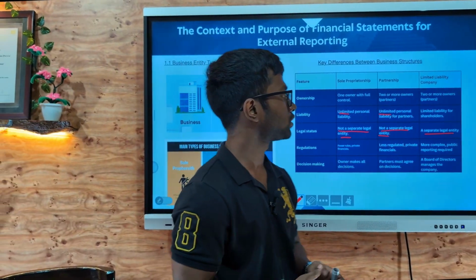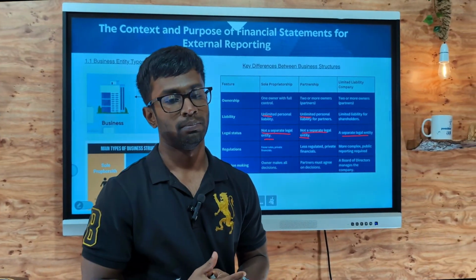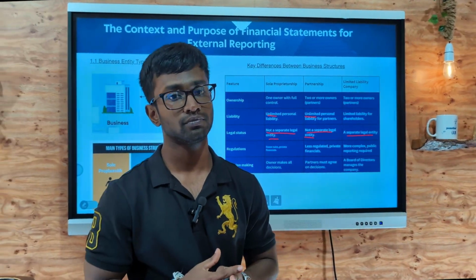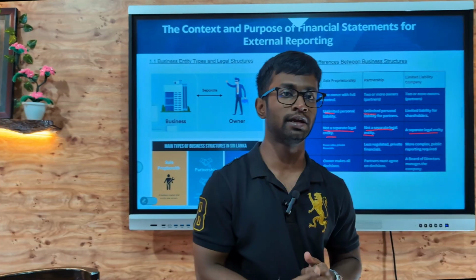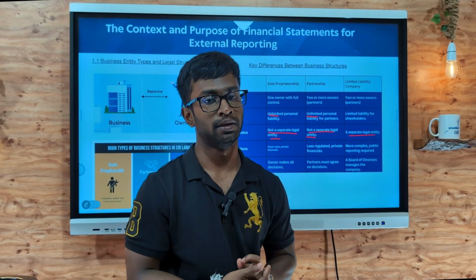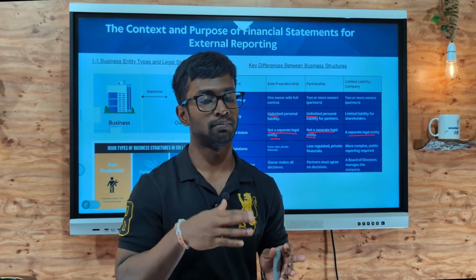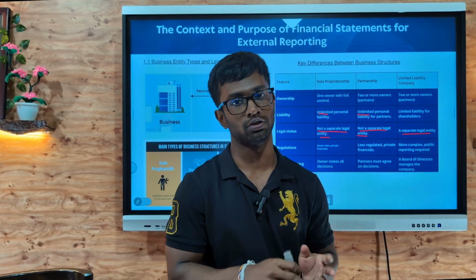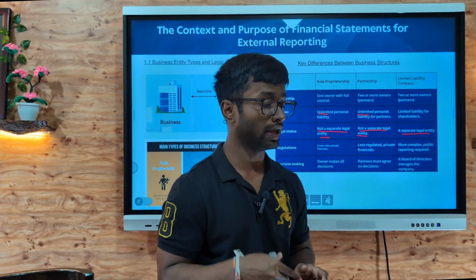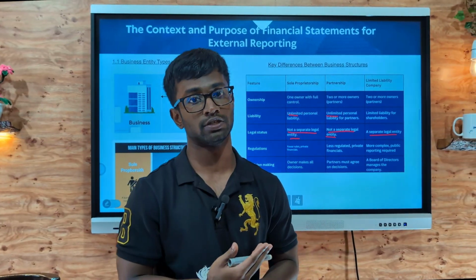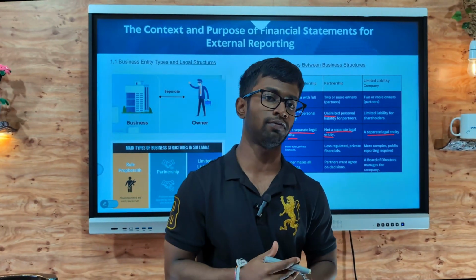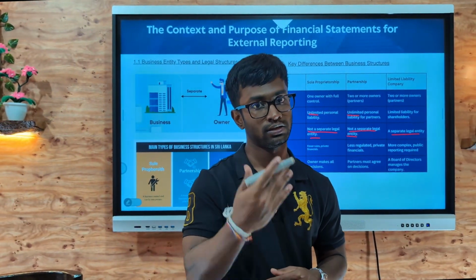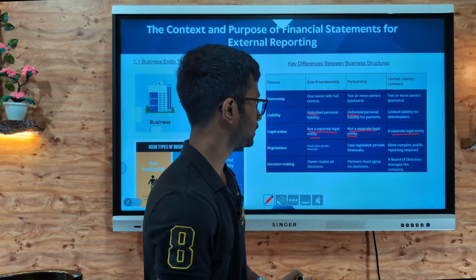But when it comes to companies, it's more complex because in a company you could have a lot of owners, and the rules and regulations applied in a company are also very strict, because you can manipulate companies, you can make money out of companies. So just to avoid that, they have put more rules and regulations. When it comes to a company, the act that we have to follow is the Companies Act number 7 of 2007. That regulates everything relating to companies. So here it's more complex.